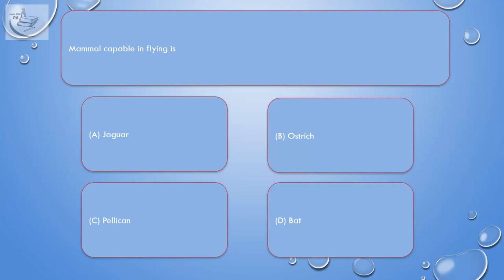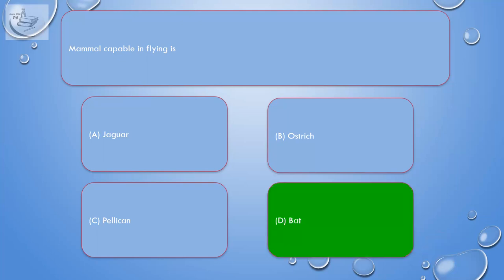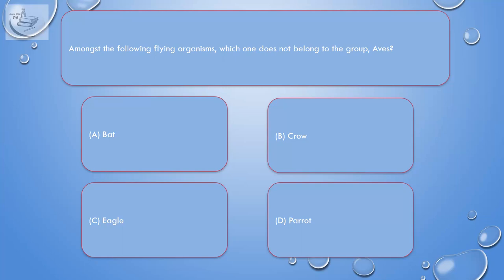Question: mammal capable of flying is A. jaguar, B. ostrich, C. pelican, D. bat. Correct answer is D. bat. Question: amongst the following flying organisms, which one does not belong to the group Aves? A. bat, B. crow, C. eagle, D. parrot. Correct answer is A. Bat.